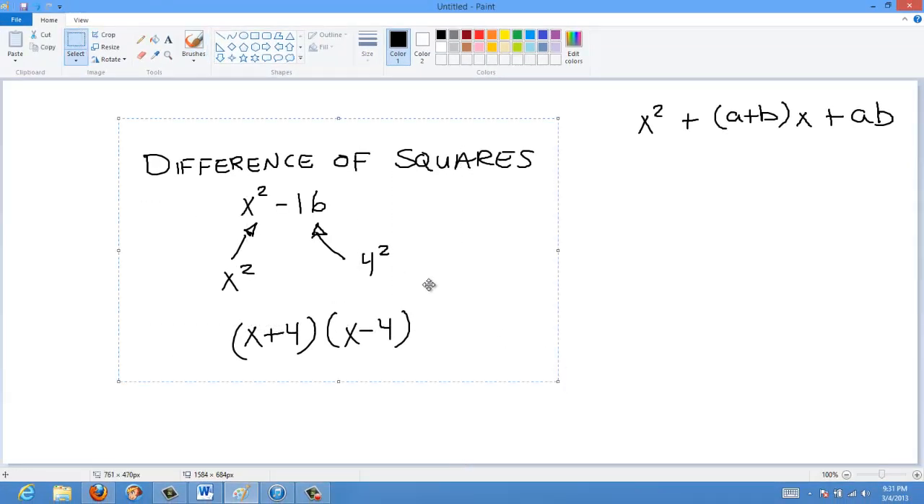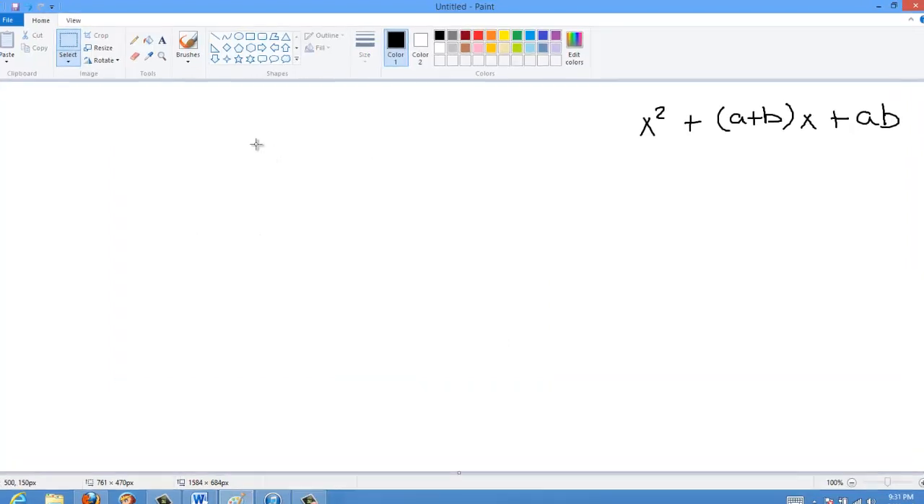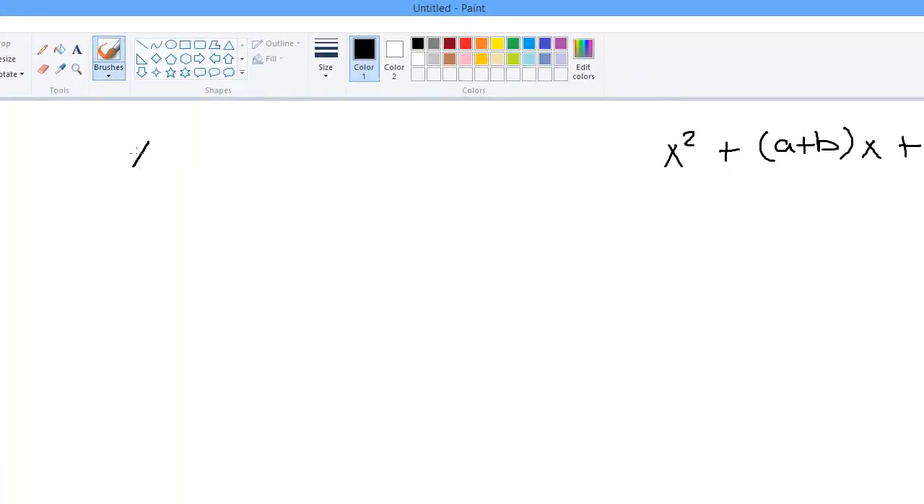Okay, so as I said, it's called difference of squares because each one is a square and you are subtracting them. To give you another example of this, let's say we had x squared minus 36. Well, we have x squared, which is obviously a square, and 36, which is another square. This is 6 squared, and this is x squared.